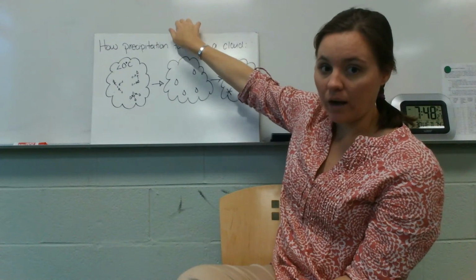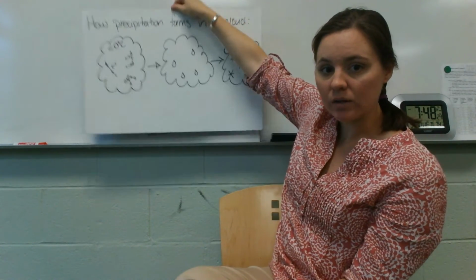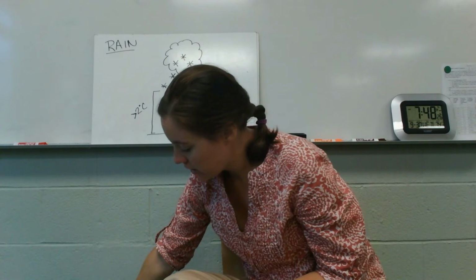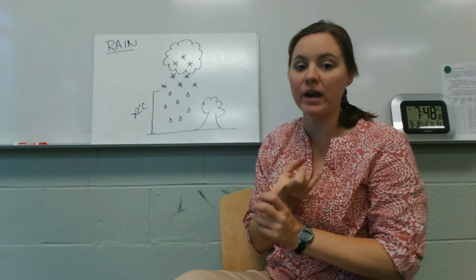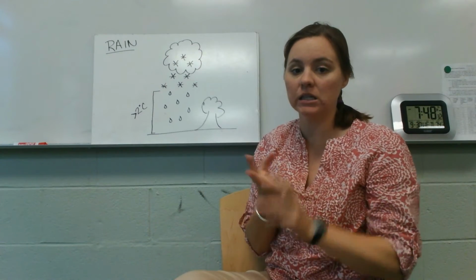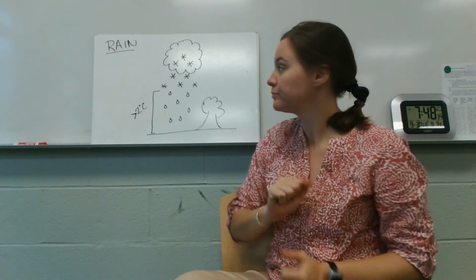And then what happens as they fall to the ground determines what type of precipitation they are. So we have 5 types of precipitation that we're going to talk about. We're going to talk about rain, freezing rain, sleet, hail, and snow.